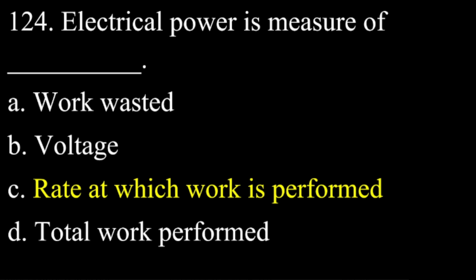Electrical power is a measure of blank. A. Work wasted. B. Voltage. C. Rate at which work is performed. D. Total work performed.